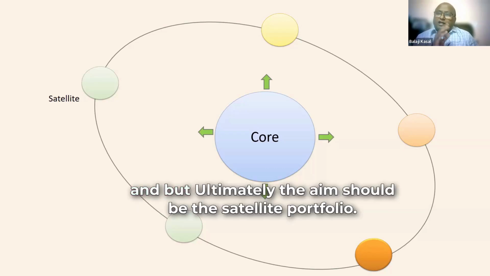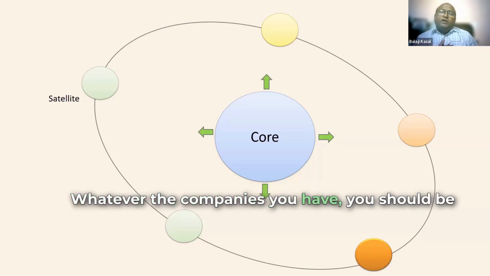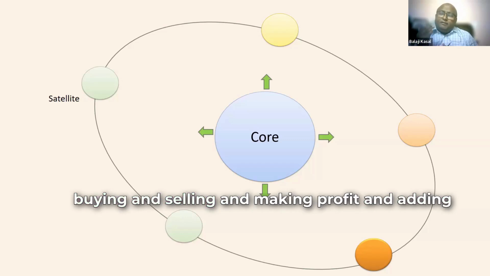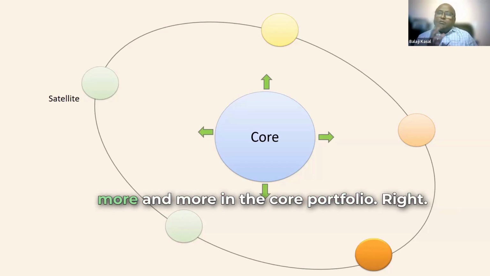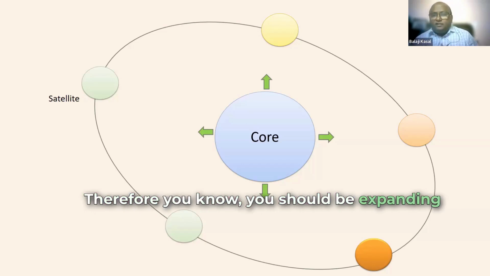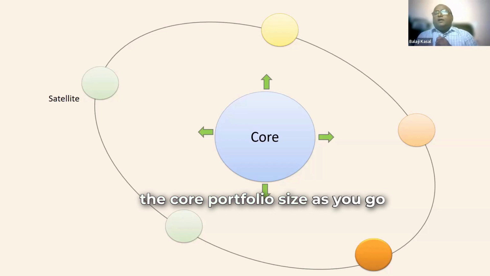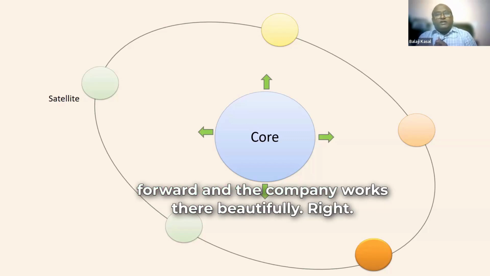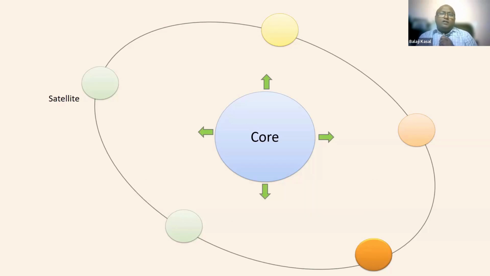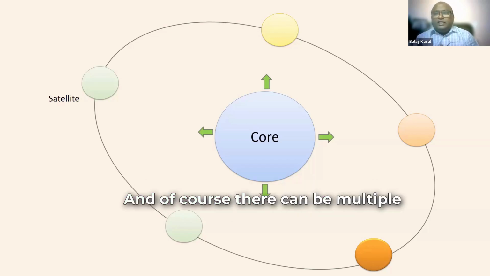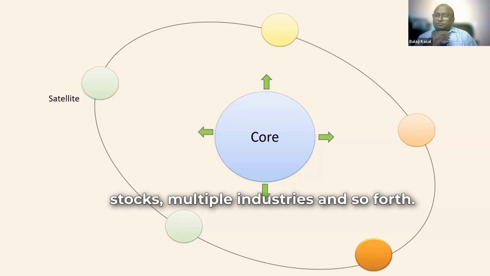But ultimately the aim should be that with the satellite portfolio, whatever companies you have, you should be buying and selling and making profit and adding more and more to the core portfolio, right? Therefore, you should be expanding the core portfolio size as you go forward, and the compounding works there beautifully, right? That should be the target. And of course, there can be multiple stocks, multiple industries, and so forth.